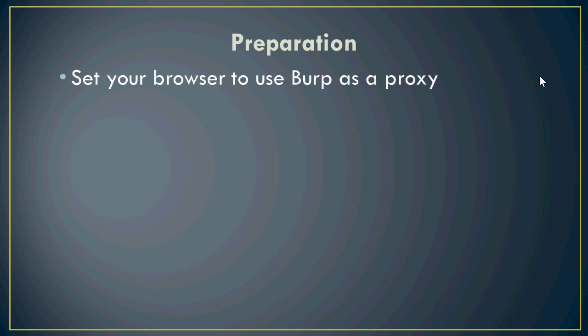The preparation stage. The first thing you need to do is set your web browser to use Burp as a proxy server. Once you've done that, we'll go into Burp and tell it what our target URL or URLs are that you're allowed to test. We don't want Burp to go off and start scanning all of Google or all of Microsoft.